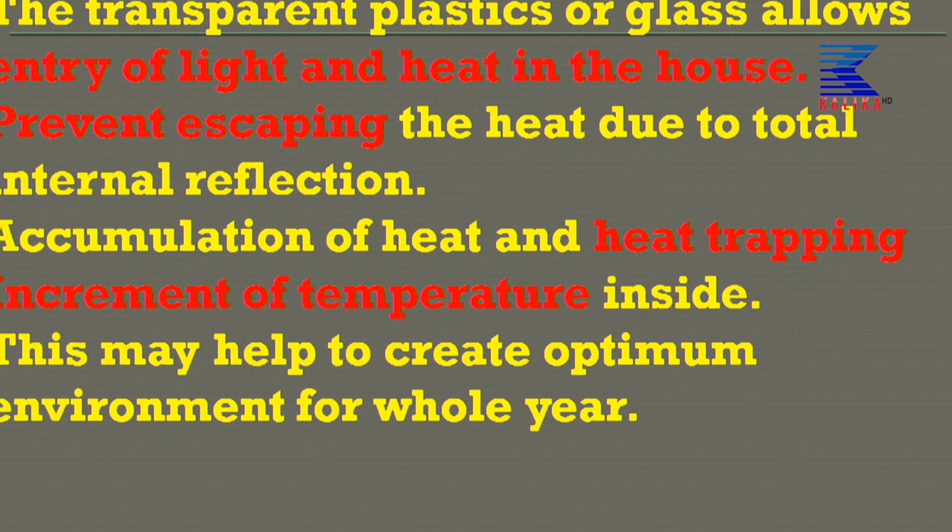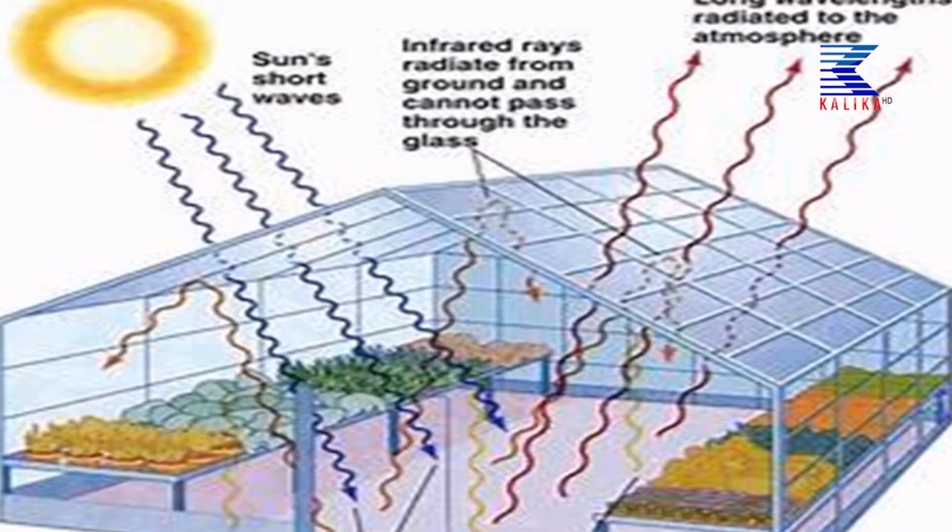So the house gains the heat or traps the heat, whatever the amount is, but it still traps the heat inside. This may help to create an optimum environment for a whole year, suitable to grow the plants inside of it. Okay, that's good. So this is the working mechanism of greenhouse. So the house made up of plastic or the glass traps the heat that keeps that higher temperature and makes it suitable to grow the plants all over the year.